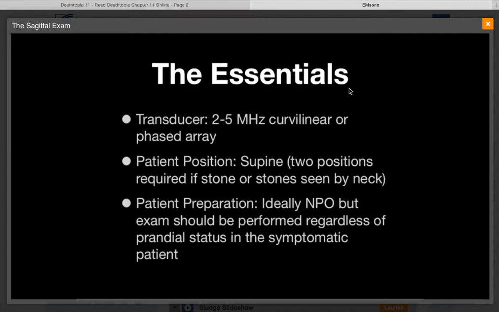However, if a stone is seen, you're going to have to do the exam in 2 positions in order to determine mobility of the stone, especially if the stone is down in the region of the gallbladder neck. From a patient preparation standpoint, ideally the patient should be NPO, but that's not realistic in the emergency department, and the exam should be performed regardless of prandial status in this symptomatic patient.